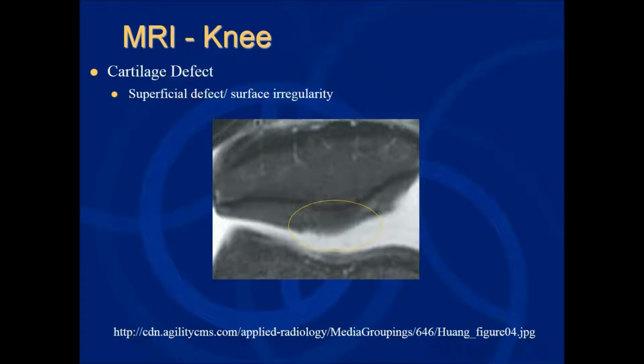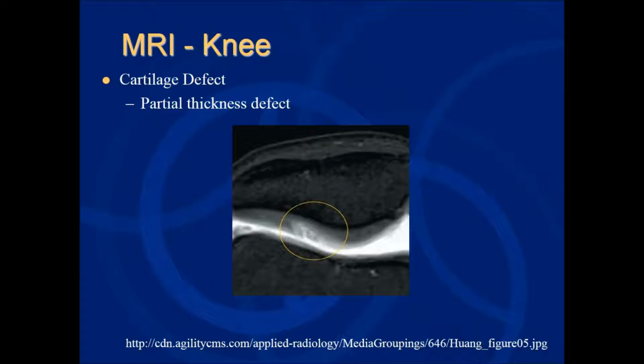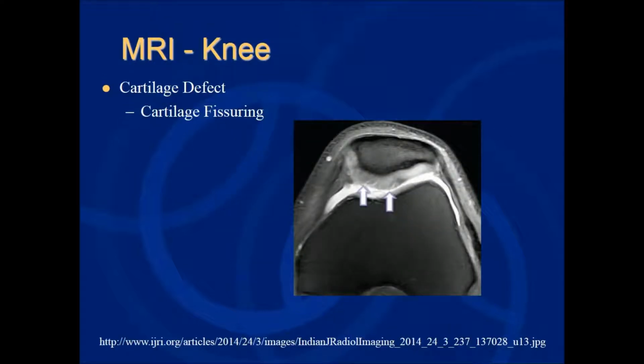Here's a cartilage defect involving the patellar apex. You can see this is a superficial defect or surface irregularity, and there's no subchondral edema. Moving forward, here is a cartilage defect that is partial thickness, a little bit more than 50%, but I would probably just call this a near 50% partial thickness defect involving the patellar cartilage. Here's an image showing cartilage fissuring. These are partial thickness cartilage fissures as opposed to full thickness cartilage fissures, which you can also see.